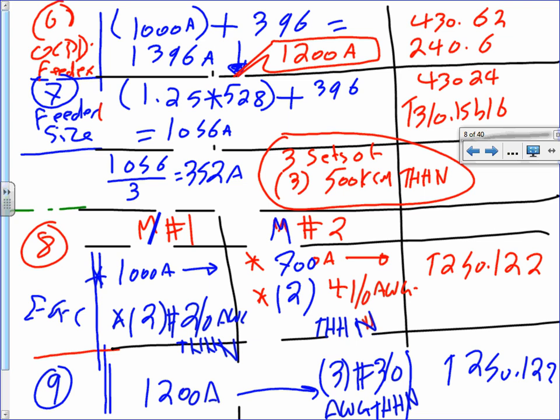T, H, H, N. Any comments, guys? Any questions about that? The what? Number 9 would be the equipment grounding conductor. Number 9. Equipment grounding conductor for the feeder.